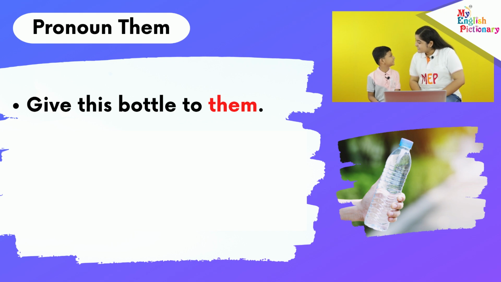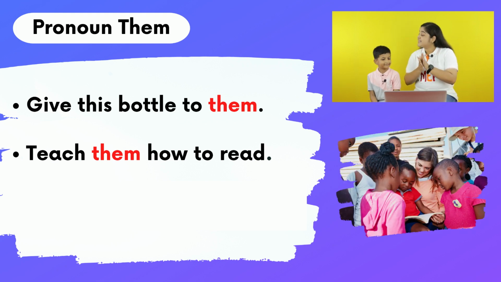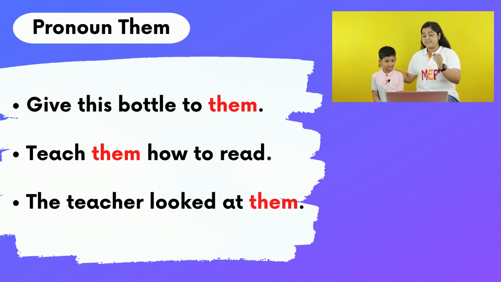Now I understood. Good. So Rudy, read the second example. Teach them how to read. Correct. So in this sentence, the pronoun "them" is receiving the action. It is not performing the action. Therefore, it is an object pronoun. Now tell me, is the pronoun "them" used for first person, second person or third person? Third person. Right. Singular or plural? Plural. Absolutely correct.